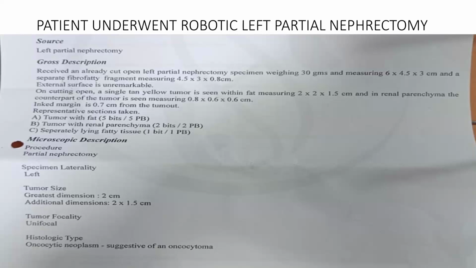What it says, suggestive of an oncocytoma. This should be reconfirmed by doing further IHCs. Okay. So it is suggestive of an oncocytoma. Yes. So a good pathologist would ideally do further IHCs and confirm, or somebody would advise further IHCs for typing.